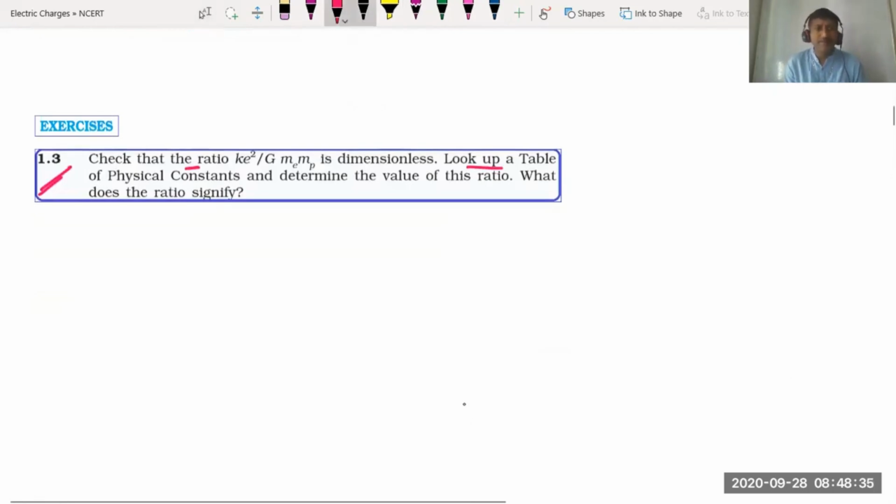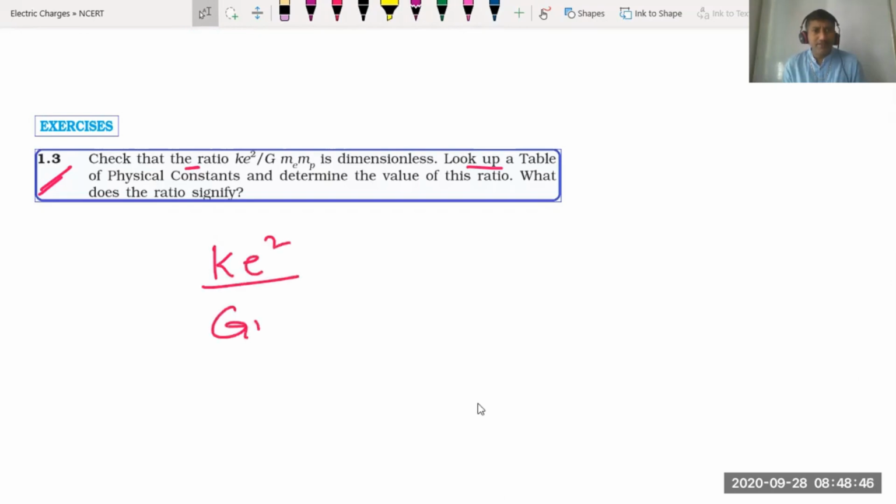Ke square by m_e m_p. Let me write this ratio. It is very simple actually. Usual meanings of these letters: K is basically 1 by 4 pi epsilon naught. In electrostatics, the constant into Q1 Q2 by R square is equal to F. In place of Q1 Q2, we have e into e here, if you observe carefully. And I can also say this is the ratio of electrostatic force to gravitational force.